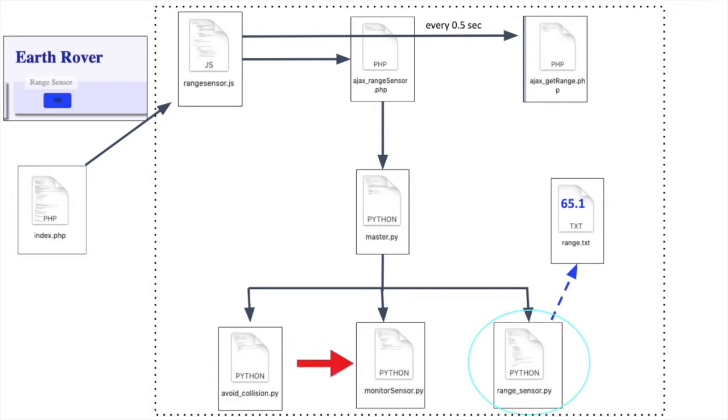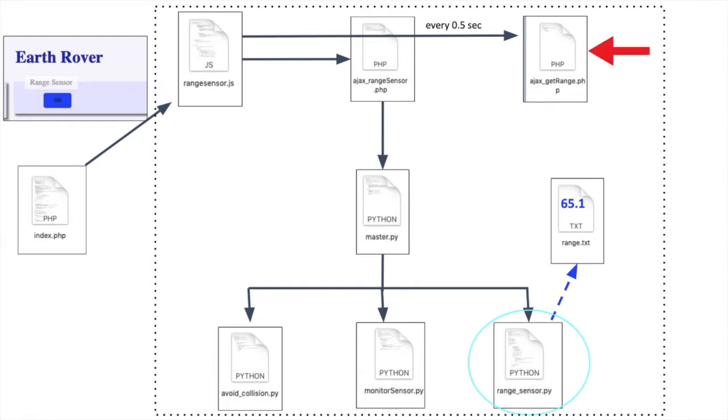The other Python file keeps a check on the main file, range_sensor.py. If for some reason the main file stops executing, then this file restarts the main file. The last Python file keeps reading the range.txt file every 200 milliseconds and moves the rover back if the distance is less than 30 centimeters.